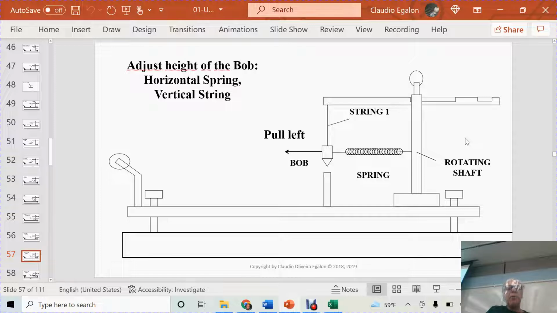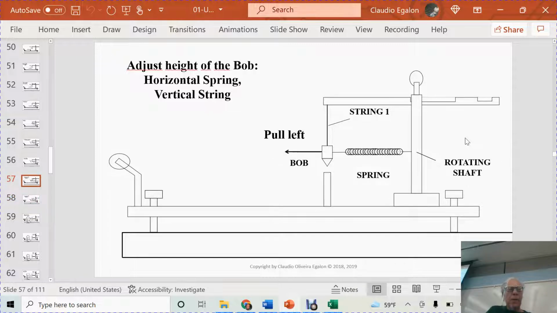Now you must have a horizontal spring and a vertical string, 90 degrees. If you don't do that, it's not going to be uniform circular motion. It's going to be the conical pendulum, okay? Which would be another experiment that I'm going to design for the future.